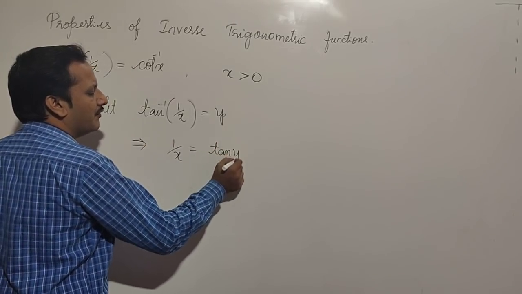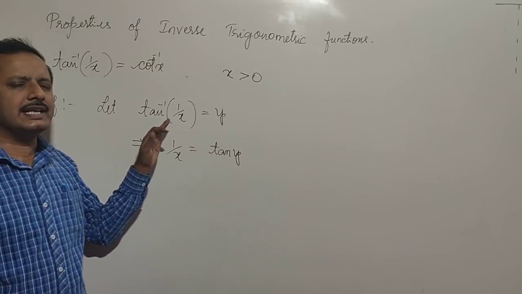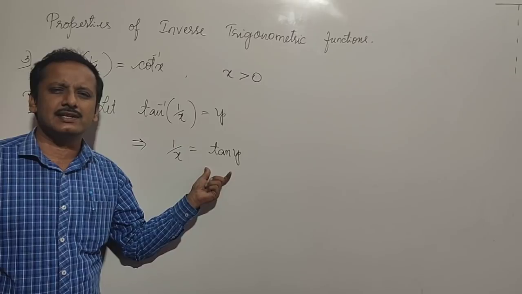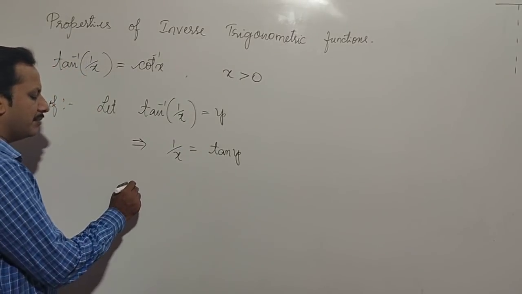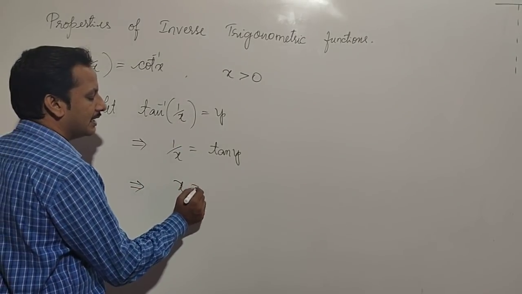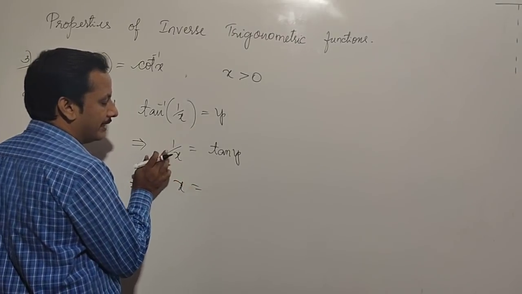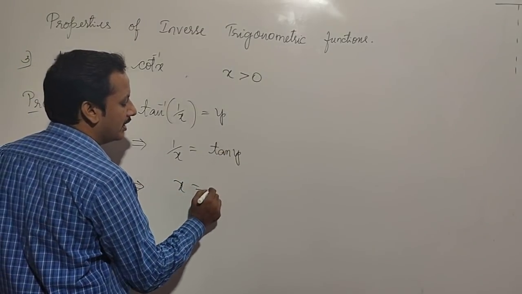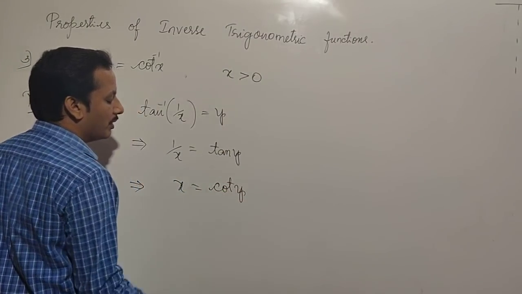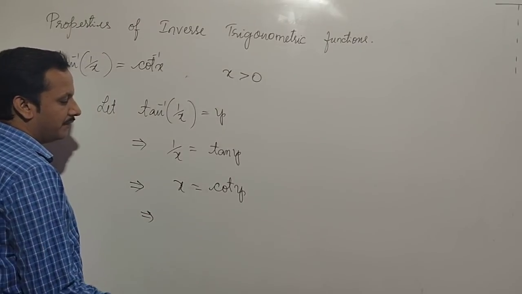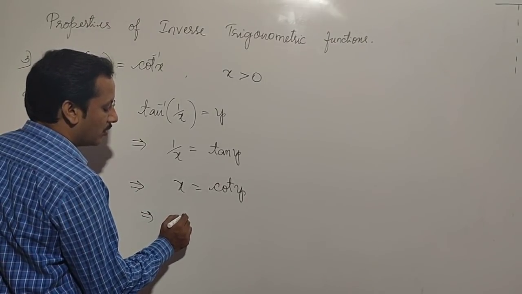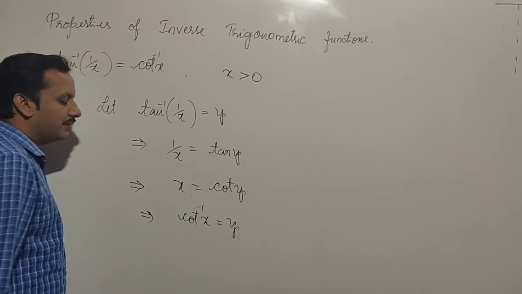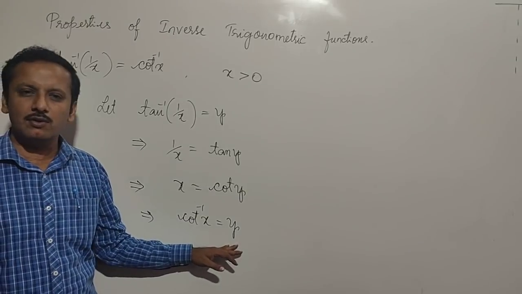By the definition of tan inverse function, we can write tan inverse of 1 by x equal to y will imply that 1 by x is equal to tan y. If 1 by x equal to tan y, then x is the reciprocal of tan y, which is equal to cot y. X equal to cot y will give you that cot inverse x is equal to y.